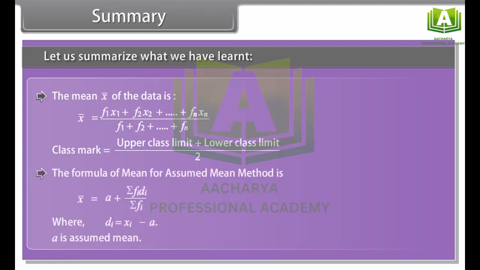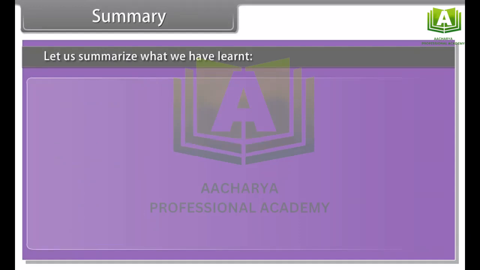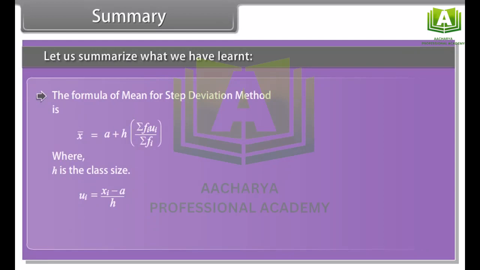The formula of mean for assumed mean method is assumed mean plus summation of the product of fi and di divided by summation of fi, where di is equal to xi minus a. A is assumed mean. The formula of mean for step deviation method is assumed mean plus h multiplied by summation of the product of fi and ui divided by summation of fi, where h is the class size. ui equals xi minus a divided by h.